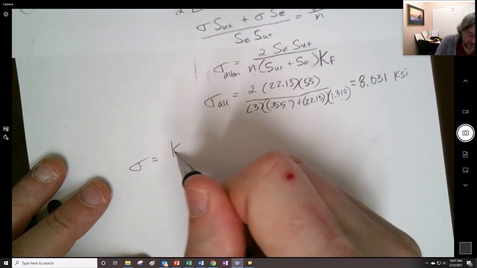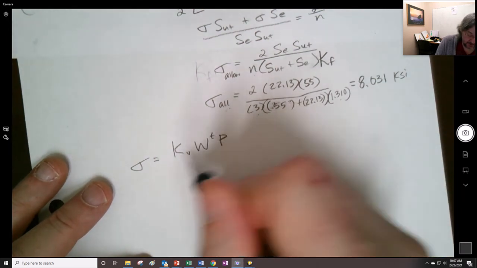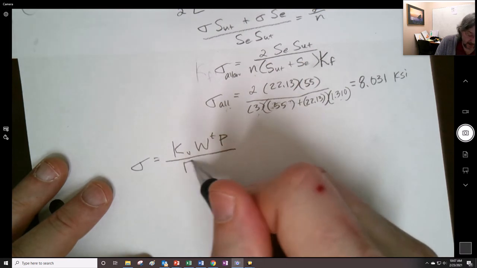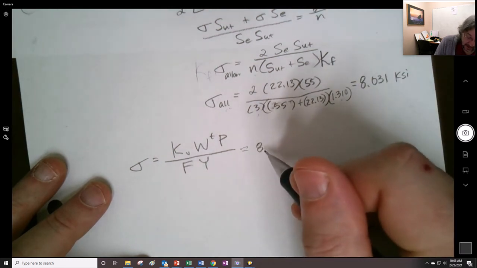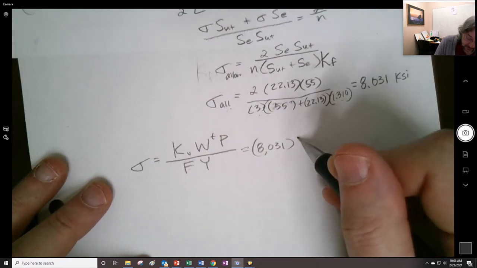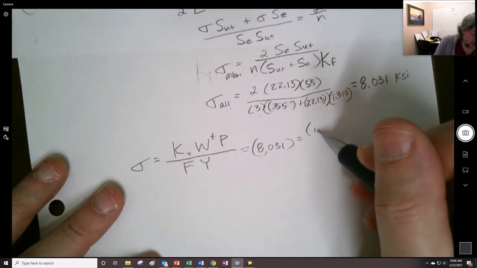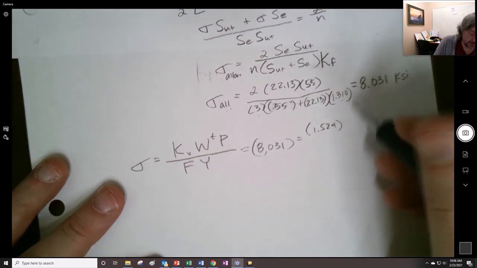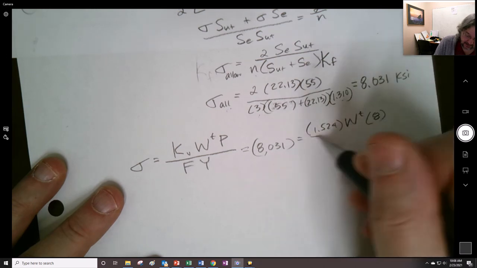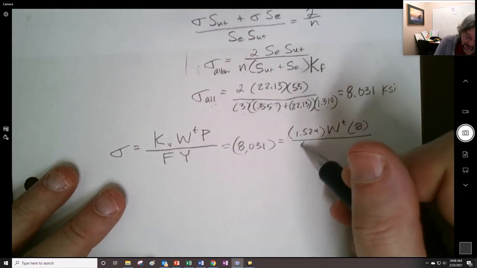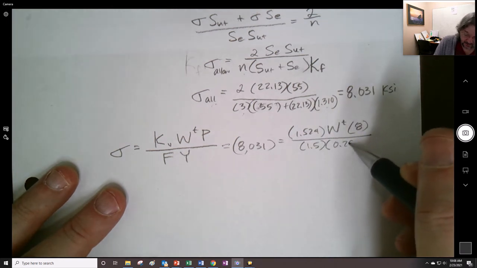stress is equal to KV WT pitch divided by FY right here. So what we're saying is that it's going to be 8,031. It's going to be equal to our KV, which was 1.524. Our WT is what we're going to get on the calculator here. Our pitch is still 8. And our F is still 1.5. And our Lewis form factor is still going to be 0.296.